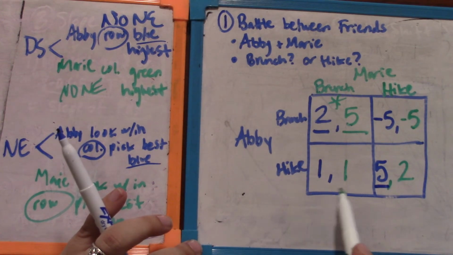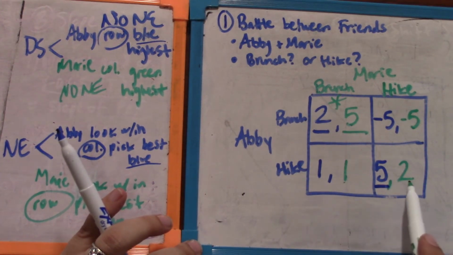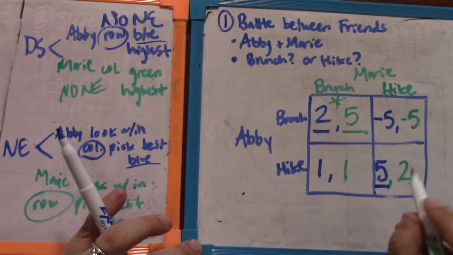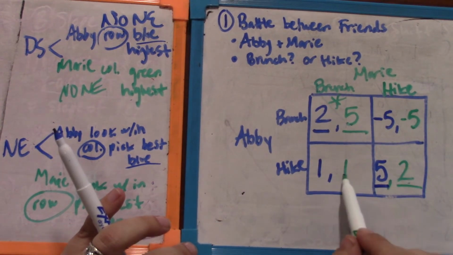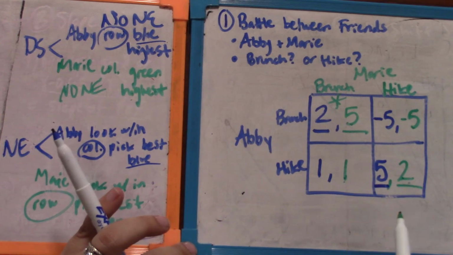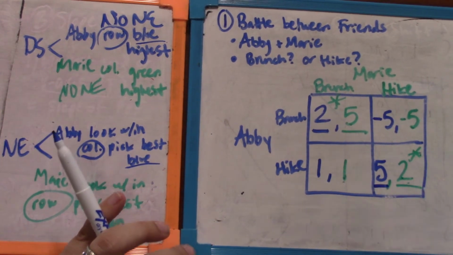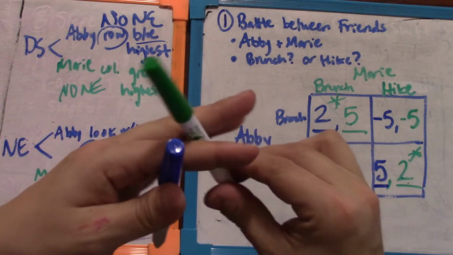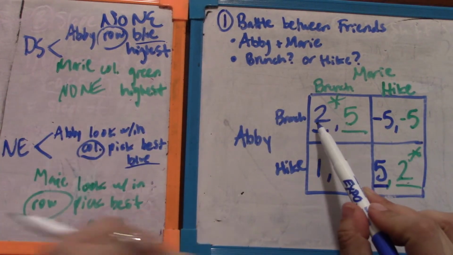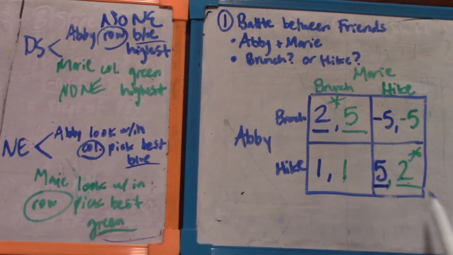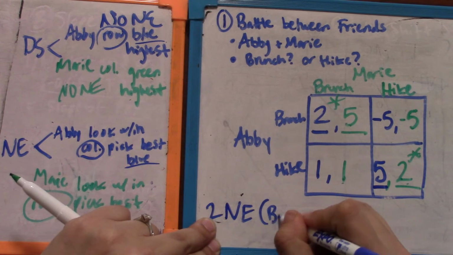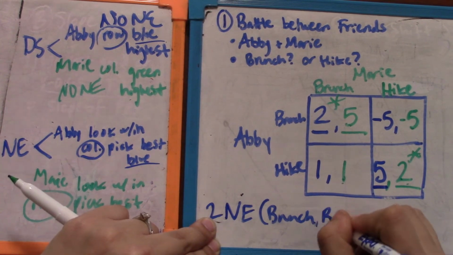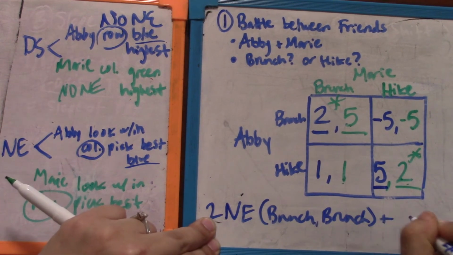If Abby hikes, would Marie like to get a 1 or a 2? She would like to get a 2, right? If Abby's hiking, Marie does not want to go to brunch alone. She wants to hike with Abby. So there's actually 2 Nash equilibria. A Nash equilibrium is one place where both players are making their best response to the other person's move. So neither has any incentive to move. So we have 2 Nash equilibria: brunch, brunch, and hike, hike.